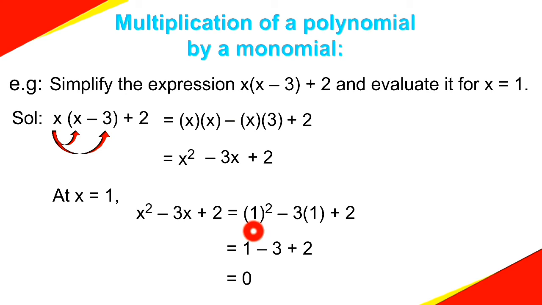According to BODMAS, first we have to add the positive terms. 2 plus 1, how much? 3. 3 minus 3, what can we get? 0.